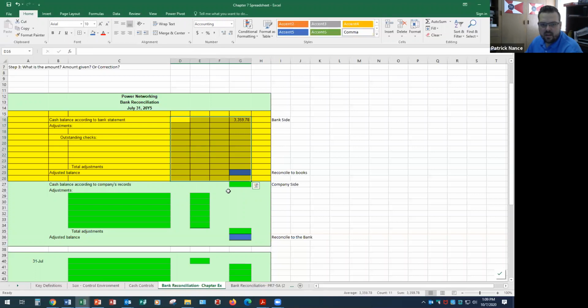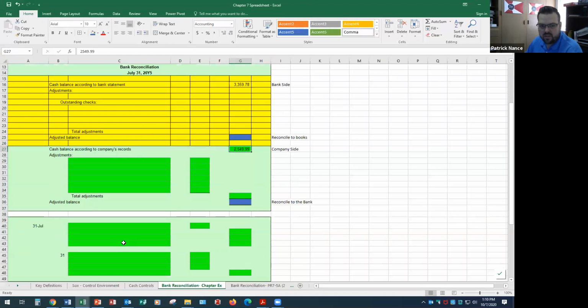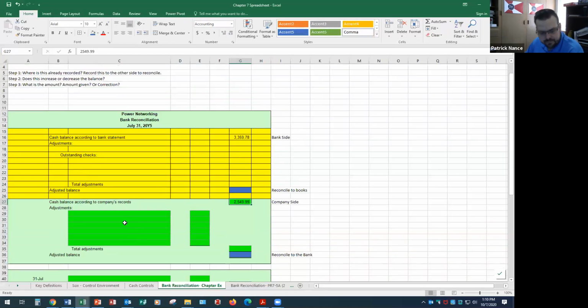When I go look at my company records, I would not expect them to match. My company records, the ledger, says on that same day, July 31st in this case, that my balance is $2,549.99. So you can see right now they do not match. So we're going to find our reconciling items, additions and subtractions, and then we're going to reconcile them together. We'll also write a journal entry after we're done with that.